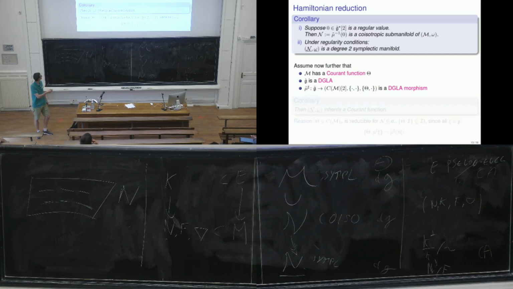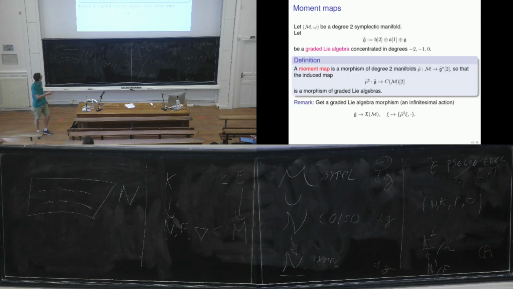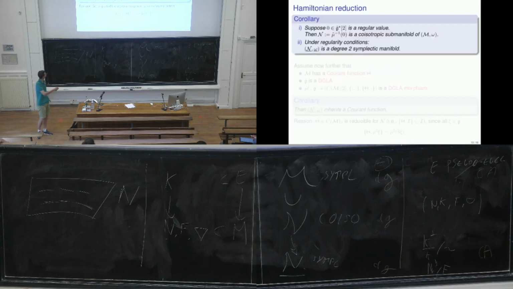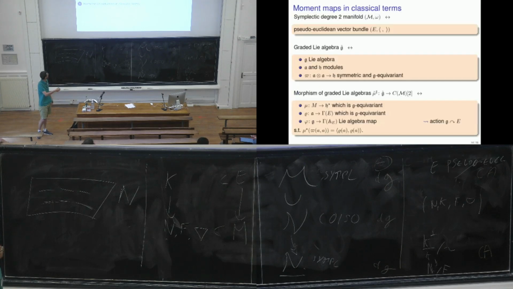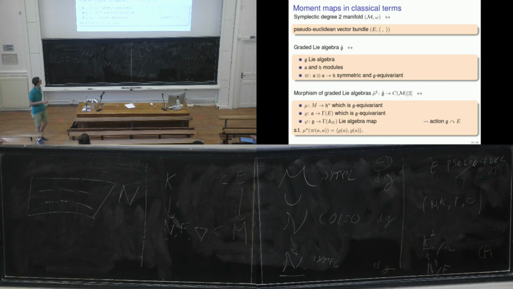Okay, so now I will do basically the following. Sorry for going back. I will take basically these 2 slides and translate them to the ordinary world. Translations are in orange or yellow. The first item is something we saw quite at the beginning: pseudo-Euclidean vector bundles, or metric vector bundles, correspond to degree 2 symplectic manifolds.